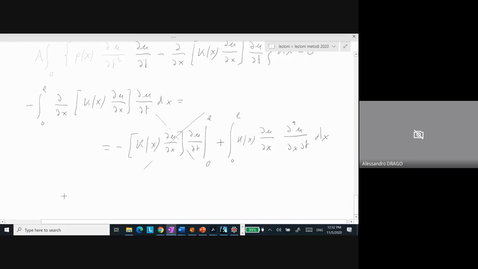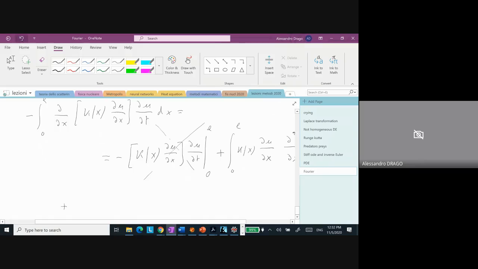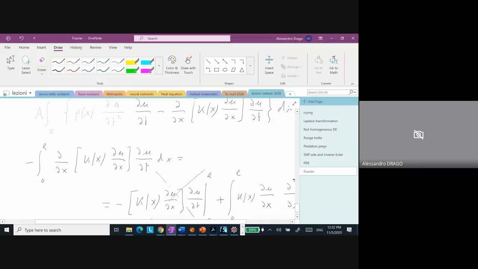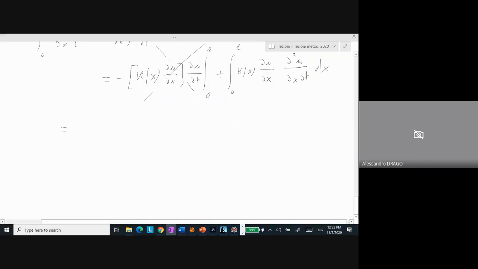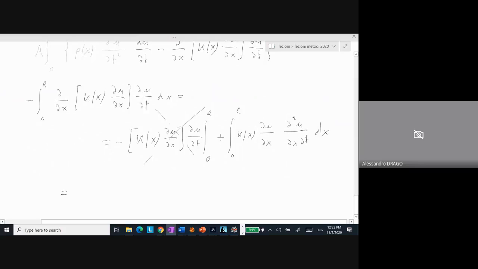Sorry, not plus but equal. Sorry. I can rewrite still this object here in the following way. I can rewrite as an integral between 0 and L, k of x.